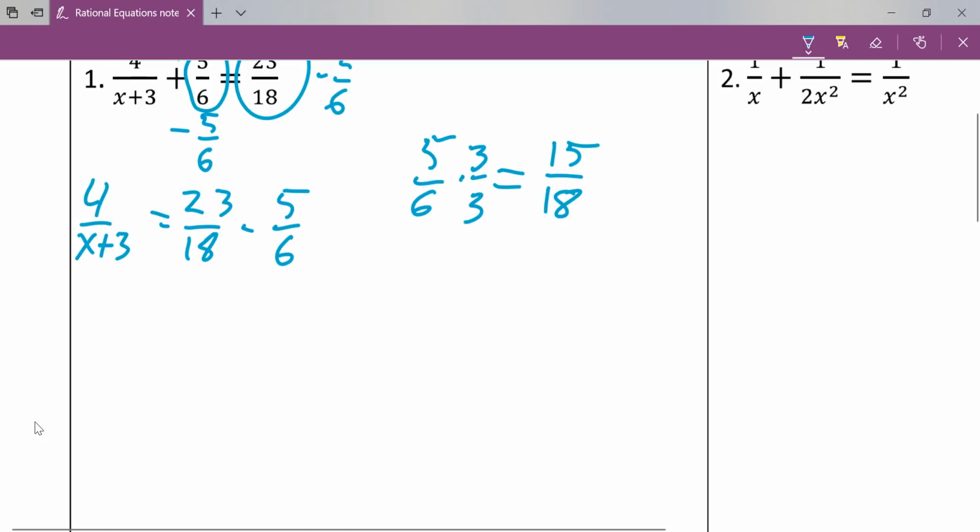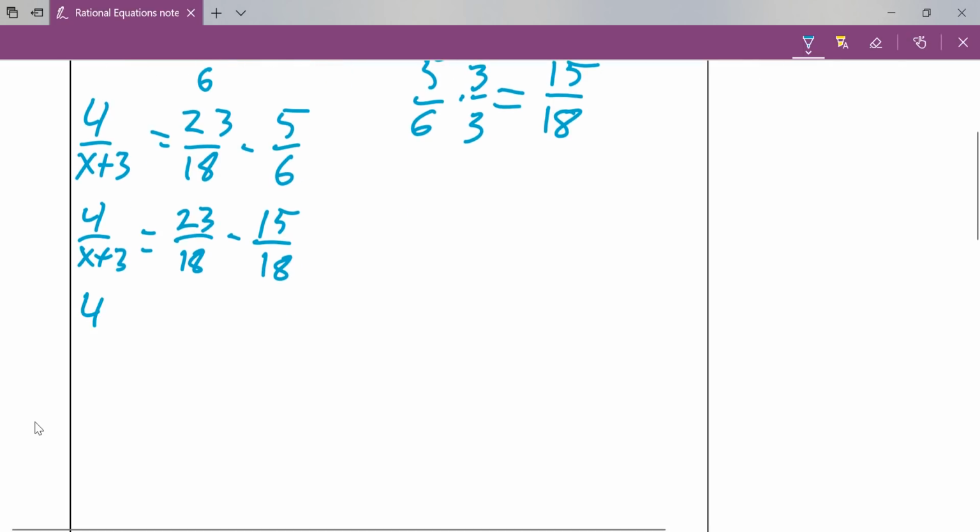And another way you could do this is just say, well, 18 divided by 6 is 3, so I need to multiply 6 times 3 to make 18, which means I need to multiply 5 by 3 to make 15. So this is really like saying 4 over x plus 3 is equal to 23 over 18 minus 15 over 18. And that is going to give us 8 over 18. So we get 4 over x plus 3 equals 8 over 18.